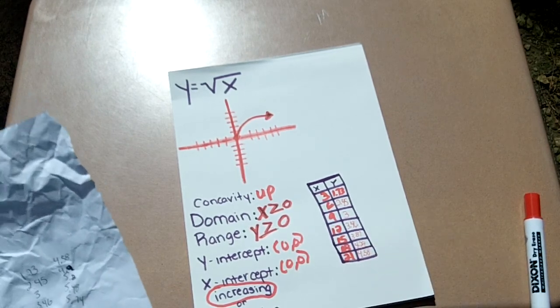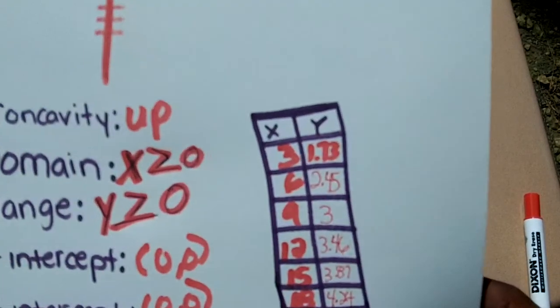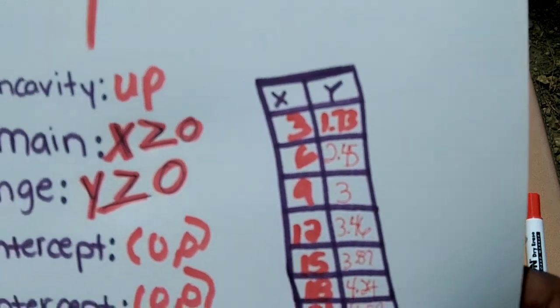I'm reading this for you just in case you can't see it on the camera. I know the pen is a little light, but there are numbers right there.